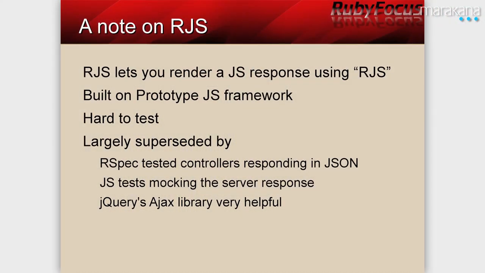Who knows what RJS is? Okay, 5 people. Good. So RJS is a way that the controller can directly respond with JavaScript. It is built on the stock Rails prototype framework, which is what Rails has as default built-in JavaScript framework. And prototype comes with a couple of helpers such as link remote to or form remote for or a few others like that. Generally, that stuff's hard to test because your RSpec framework does not execute the JavaScript. So the best you can do is check that certain JavaScript code comes back or doesn't come back.